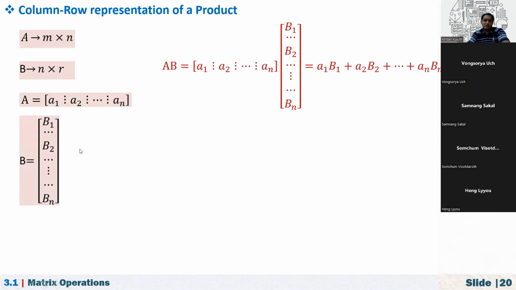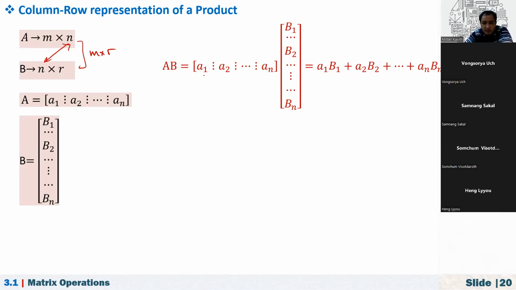At that time, if you multiply these two matrices together, A times B, what is A? It is partitioned column-wise as A1, A2, ..., AN, because it has N columns. And how about B? B1, B2, ..., BN, it has N rows, right? Because these N's are the same, that's why this multiplication is defined. What will be the resulting matrix dimension? It will be M by R.